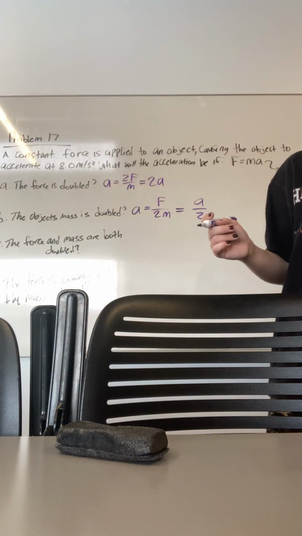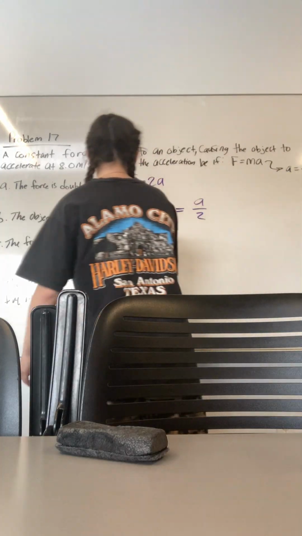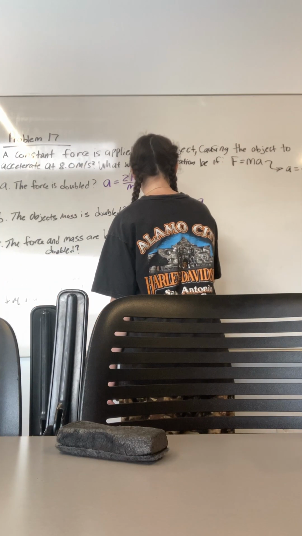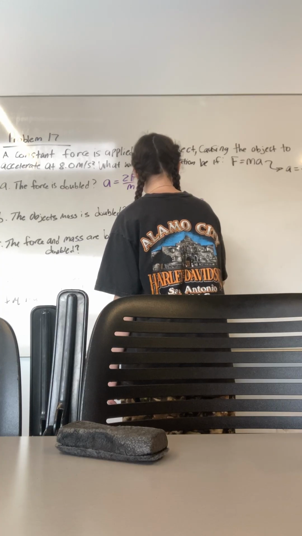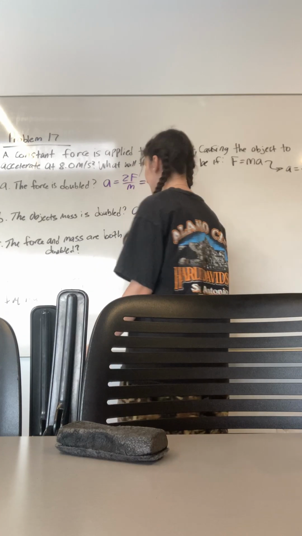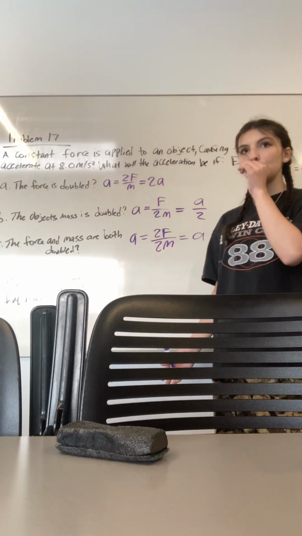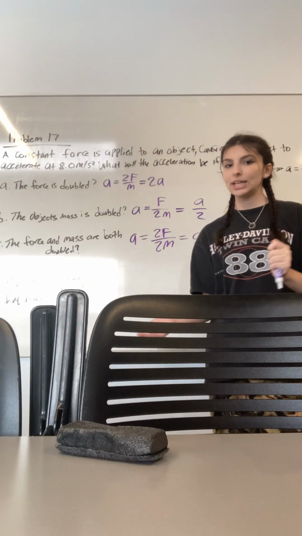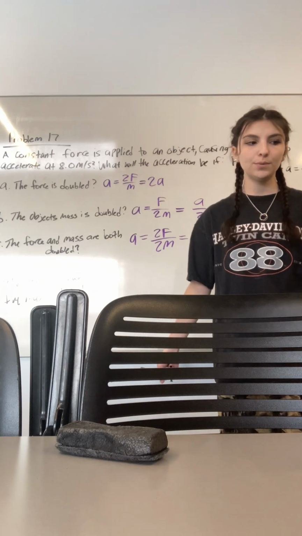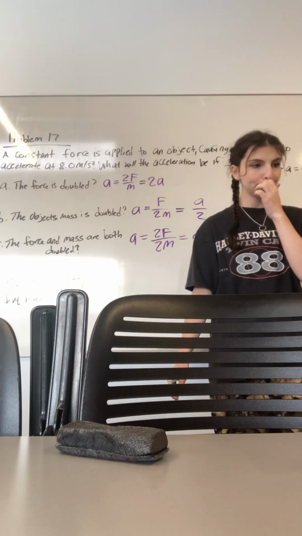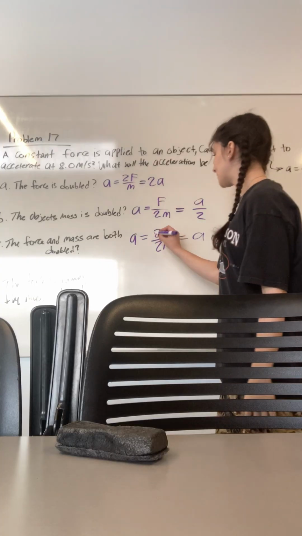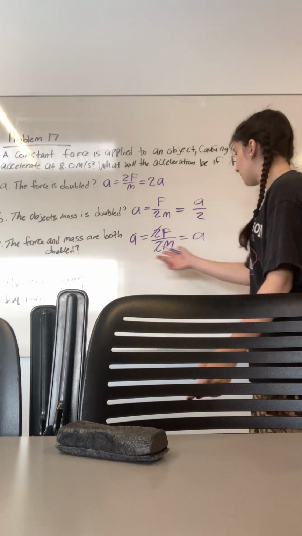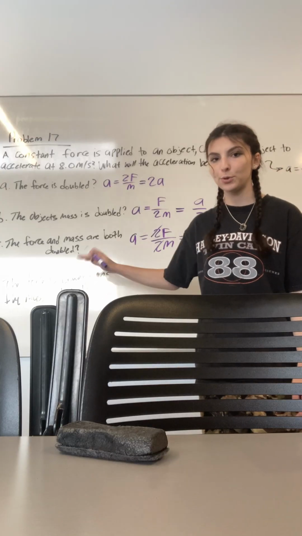Okay, the force and mass are both doubled. So what is that going to look like when the force and mass are both doubled? So let's do acceleration equals 2F over 2M. Basically, the acceleration is going to stay the same. With a lot of examples in our class in physics, you can usually cancel out numbers. 2 over 2 is just going to be canceled out. So no matter what, the acceleration is going to stay the same if both are doubled.